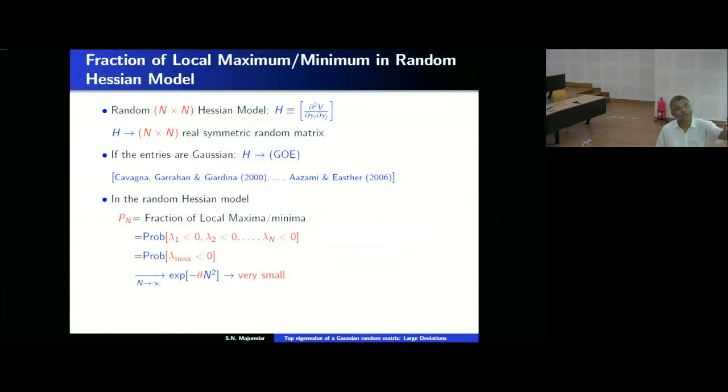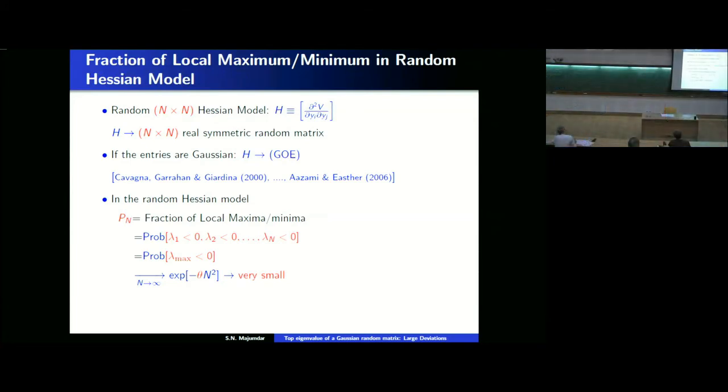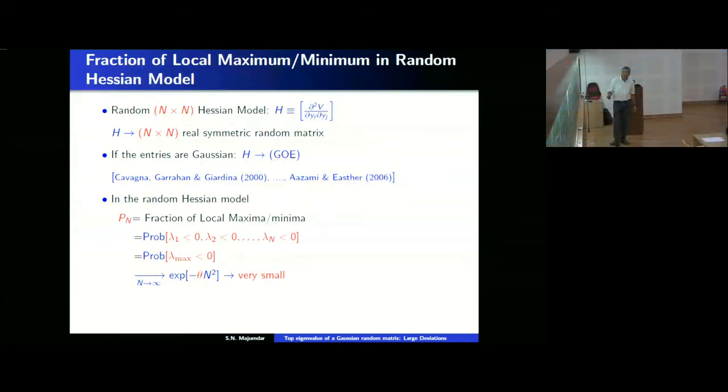For this real symmetric Gaussian matrix, this probability decays as exp(-θ n²), which means that this is actually very, very small. So if you look at your landscape and the fraction of local maxima or local minima, because this is identical by symmetry, they are extremely tiny. 99.9% of the stationary points are actually saddle points. Okay, so there are very few local maxima or local minima.